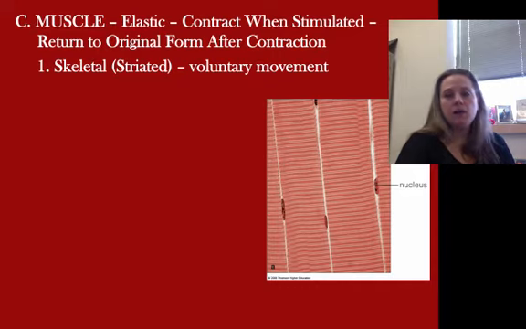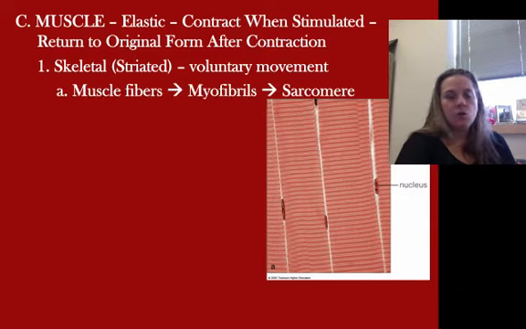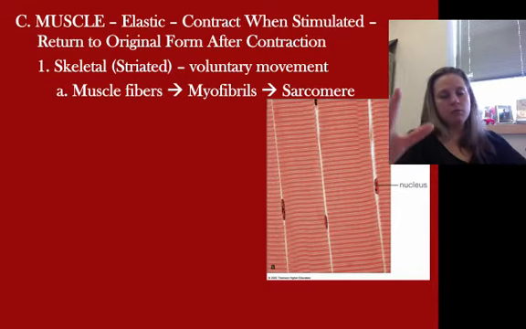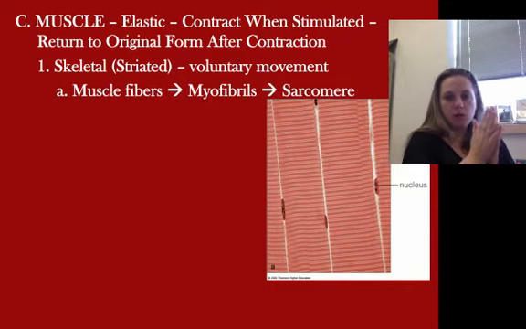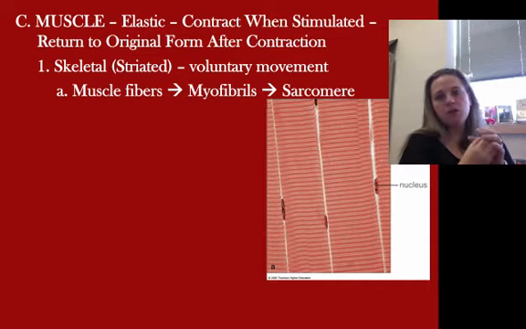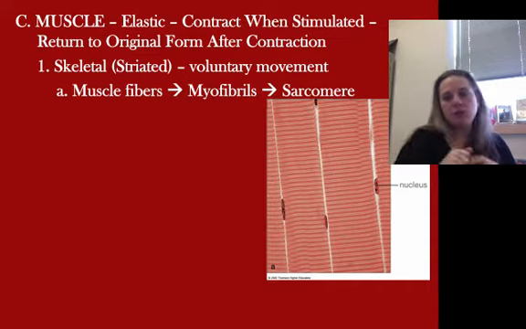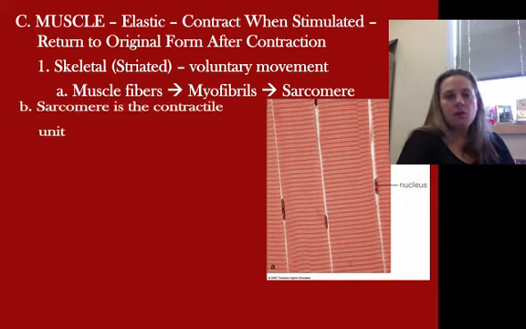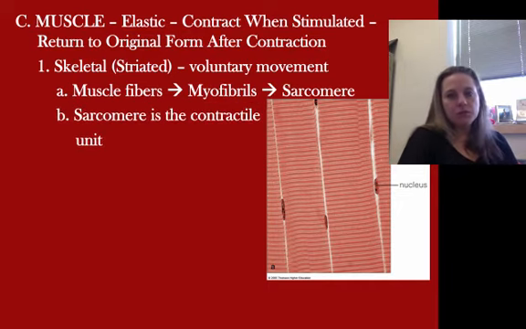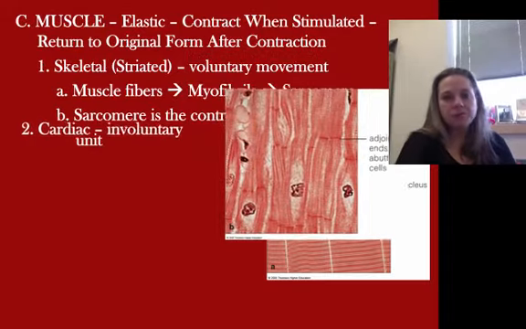Three main types of muscle tissue include the skeletal, which is striated tissue, and it allows us voluntary movement. It's what makes us get from point A to point B, and it allows us to move our bones around. It's organized from the bigger picture, from the muscle fibers, which are your cells, to the myofibril, the protein-holding piece within the muscle fiber, to a sarcomere, which is one contractile unit. And we'll explore that down the road.